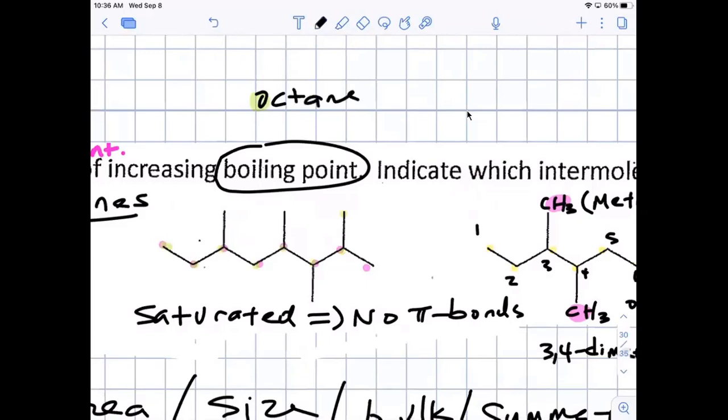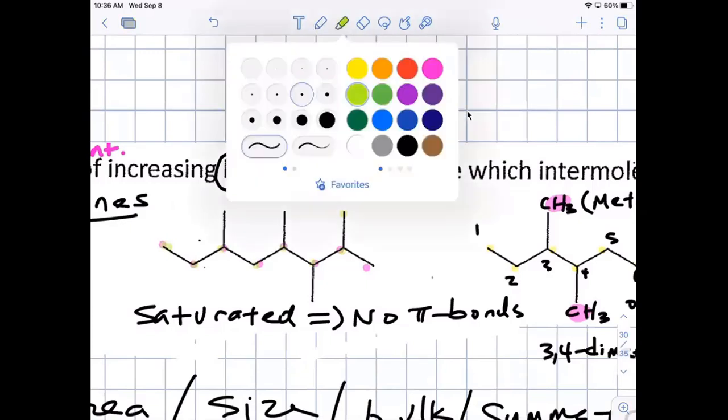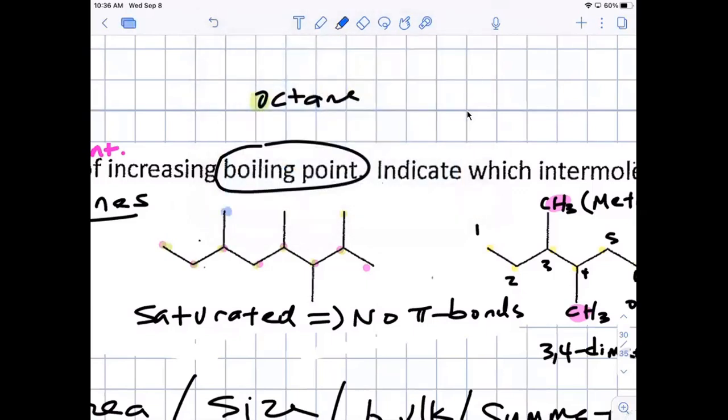And how many methyl groups are attached here? 1, 2, 3, 4. Good. Excellent. And which end are we going to count from? Let me see if you caught that on the last example. From the right. 1, 2, 3, 4, 5, 6, 7, 8. Excellent. So we got a methyl at 2, 3, 4, and 6, right?